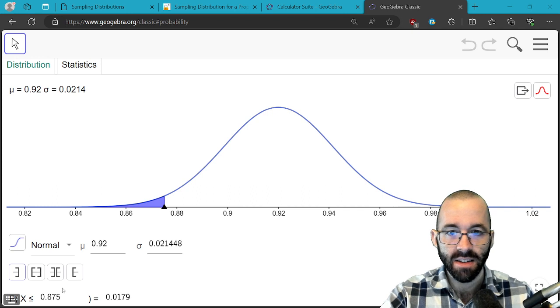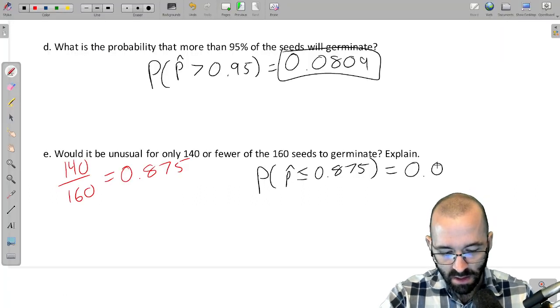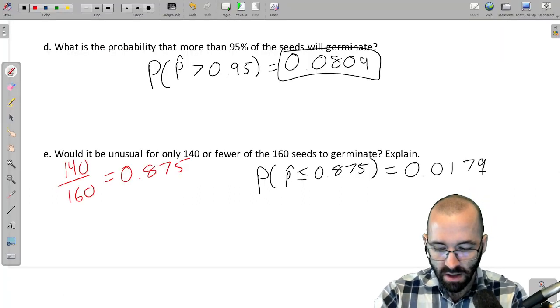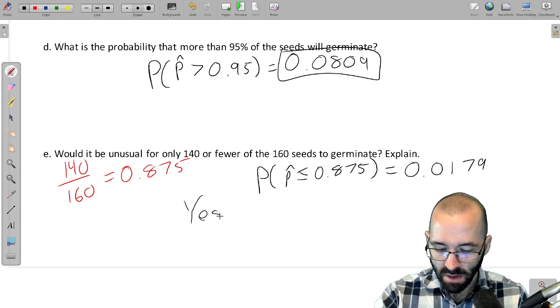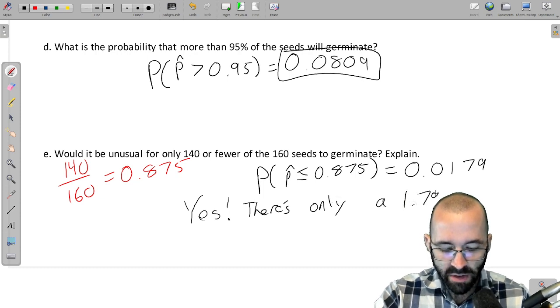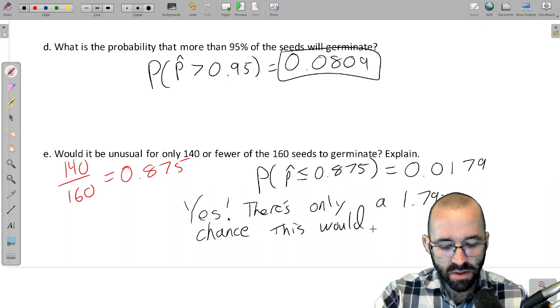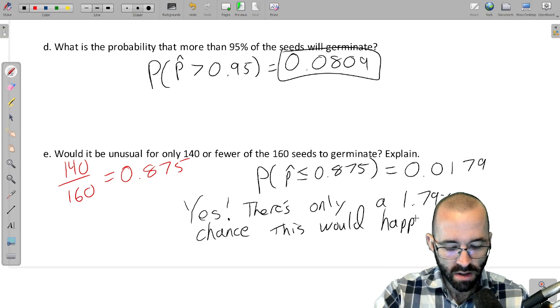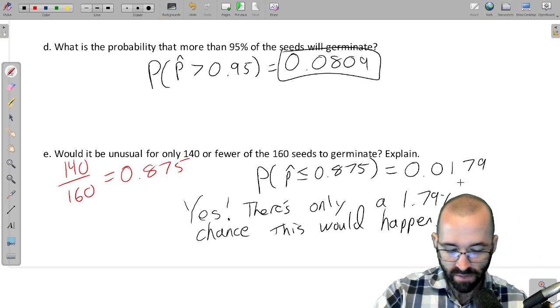0.0179. Yes, it'd be unusual. There's only a 1.79% chance this would happen. So it's possible, but unlikely.